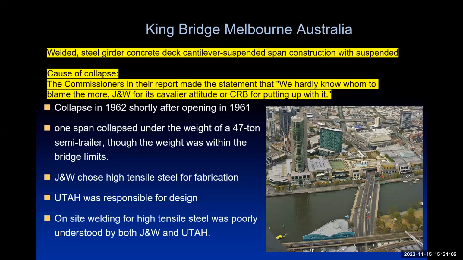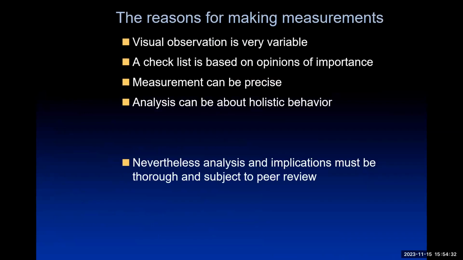So the commissioners said that the cause of the collapse was, we hardly know who to blame the more, J&W for its cavalier attitude or CRB for putting up with it. So you can see the original decision was J&W. CRB just accepted it. You cannot run away from your responsibilities.